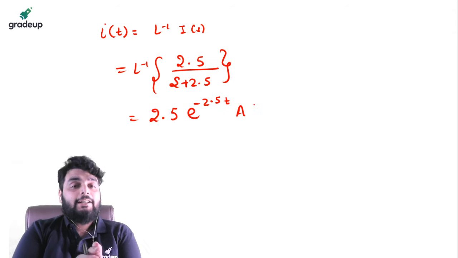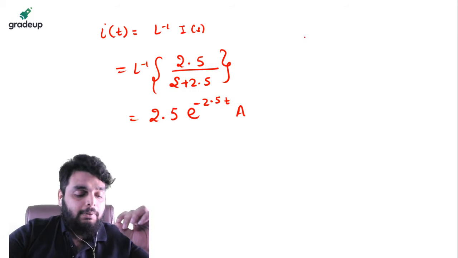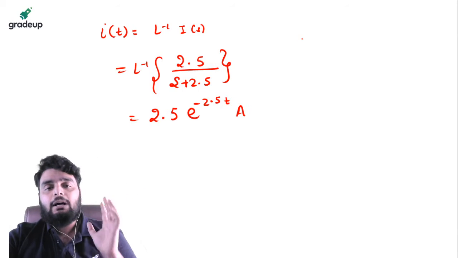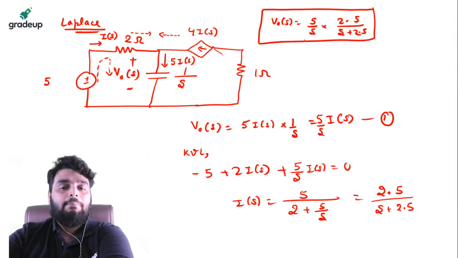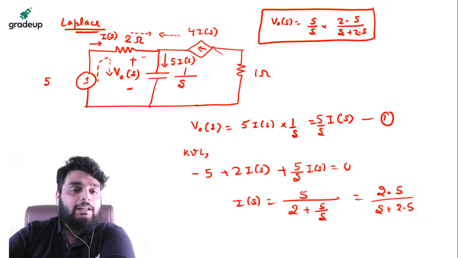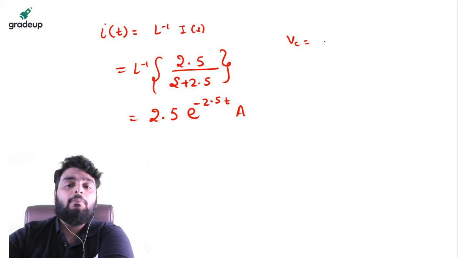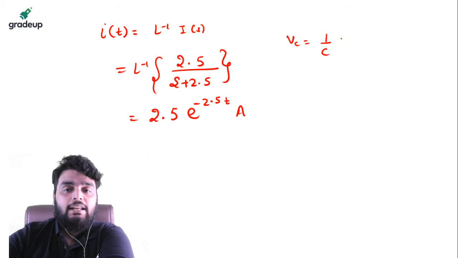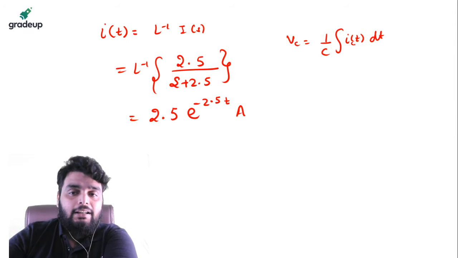But what I need to find out is V naught t. Now think about it. Tell me the formula of capacitor voltage in terms of capacitor current. You can see here very carefully what current is flowing here. What is the formula of capacitor voltage? 1 by C integration of IT dt. Yes or no? 1 by C integration of capacitor current dt.